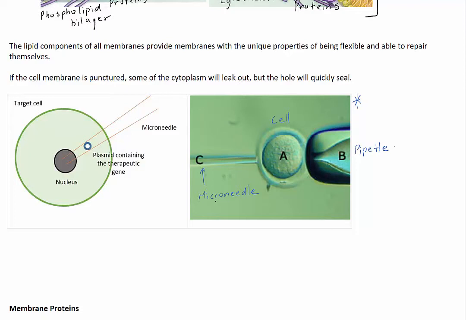A similar procedure is actually using a microneedle to inject a small bit of DNA which contains a therapeutic gene into the nucleus of a target cell so that that cell can then use that DNA. And this is referred to as gene therapy, which is a technique that uses genes to treat or prevent disease.